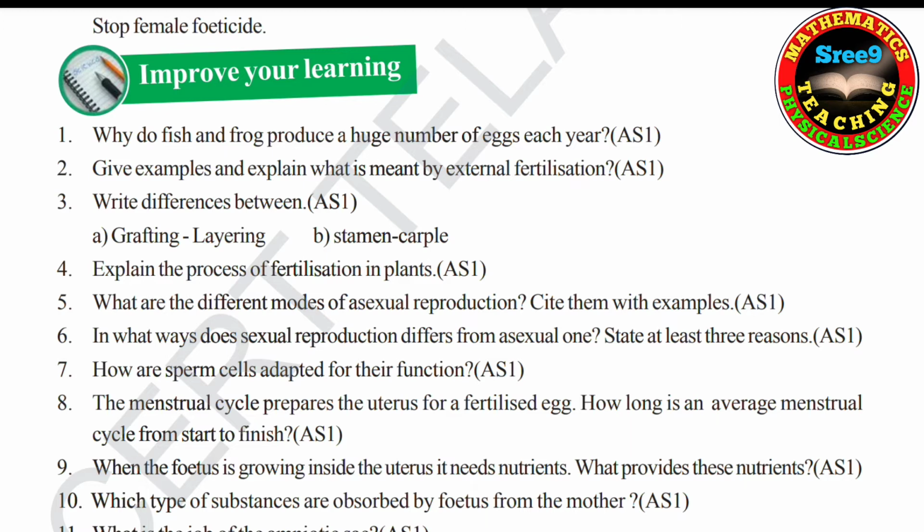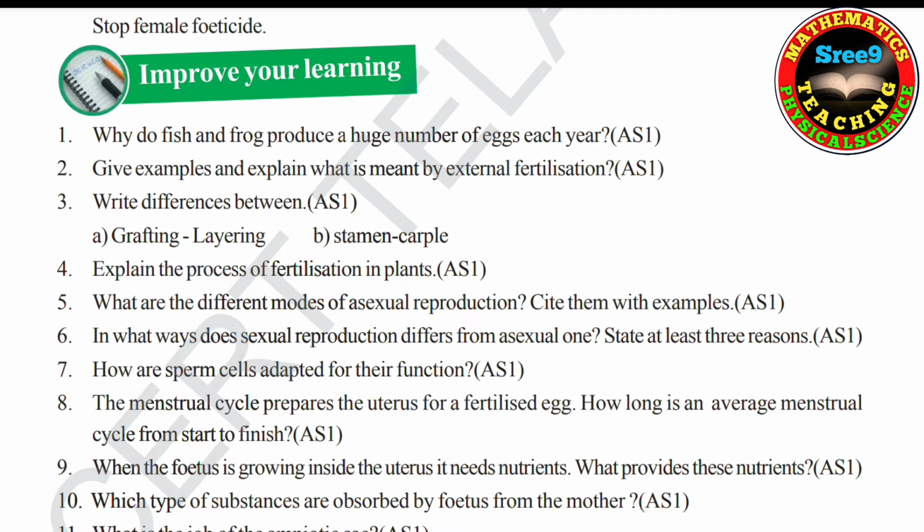Now coming to give examples and explain what is meant by external fertilization. Yeah, this is also important. So first and second are also important. Write the differences between grafting, layering, stamen and carpel. So here grafting and layering are some methods, isn't it? Yeah, if you learn the methods, then you can write the differences easily.